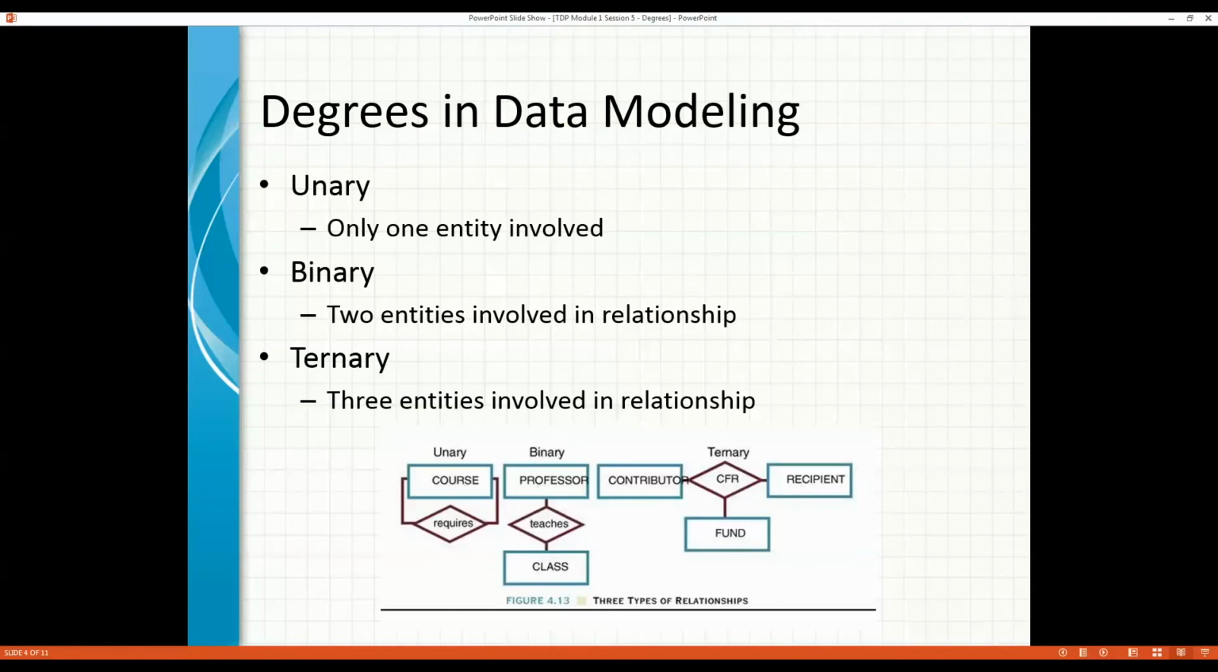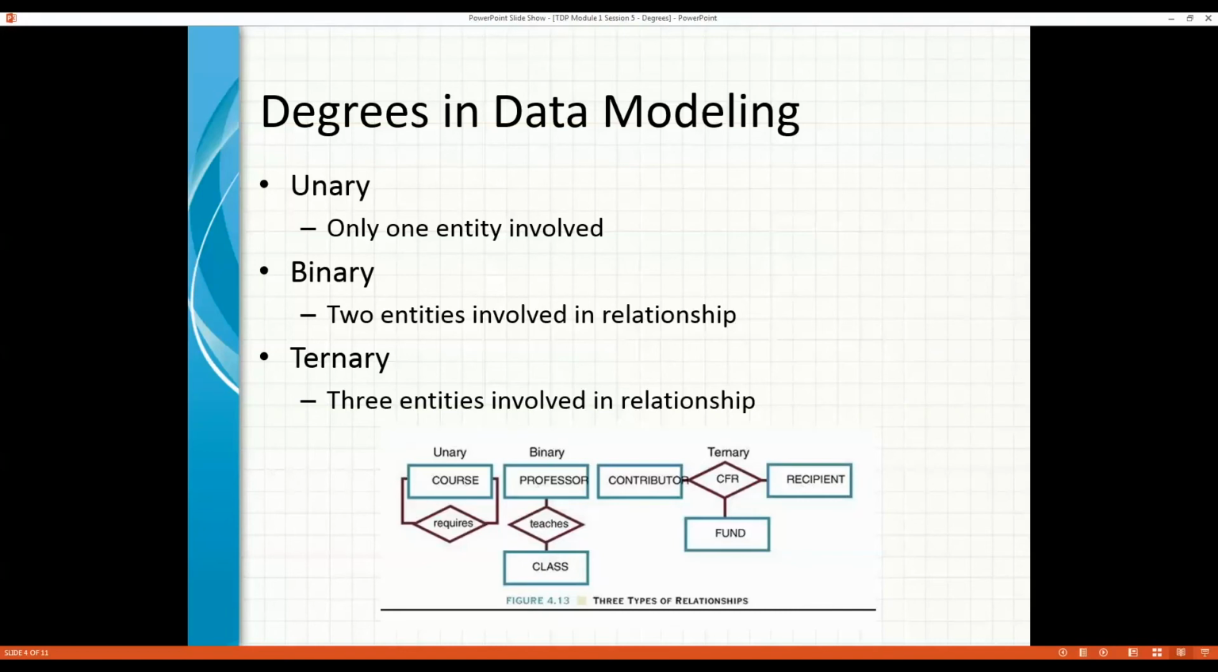Unary means only 1 entity is involved. Binary means 2 entities are involved. And then ternary means that 3 entities are involved. Below we have an example of how you might see some of these degrees being displayed.